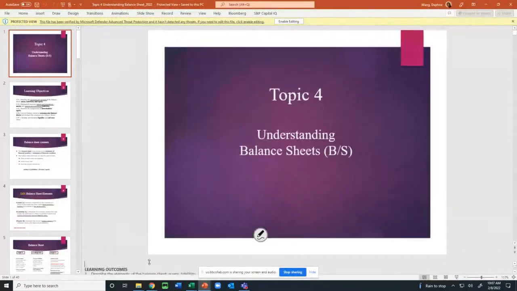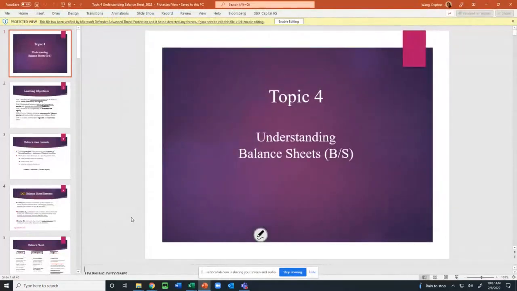So the previous one is the income statement, and this one will be balance sheet. And actually, we kind of cover balance sheet a little bit because they always connect together. When you do the double entry, you affect your income statement, sometimes you affect your balance sheet.